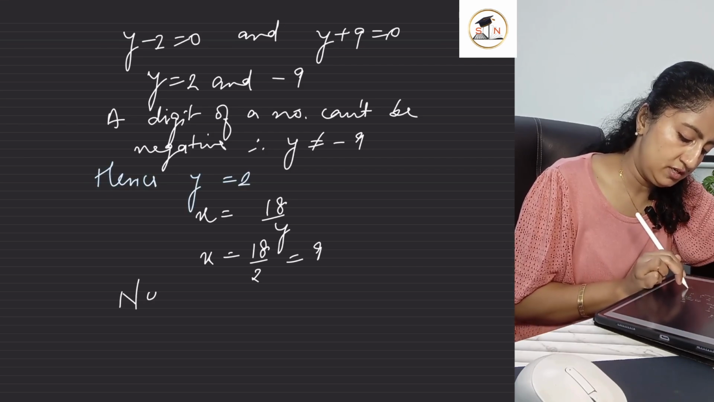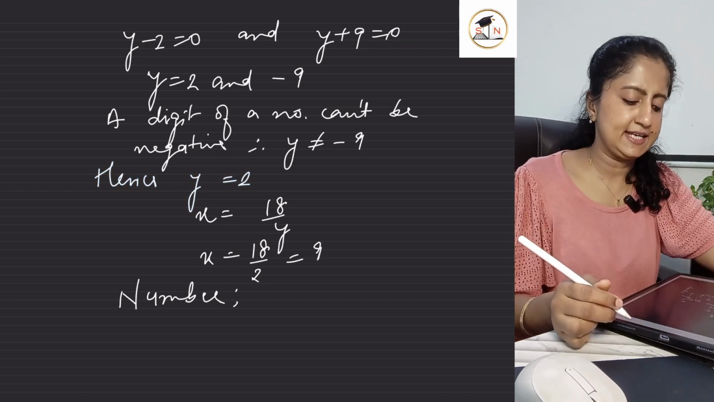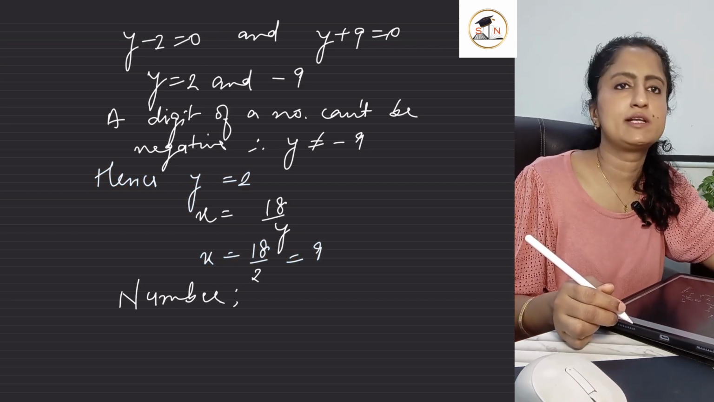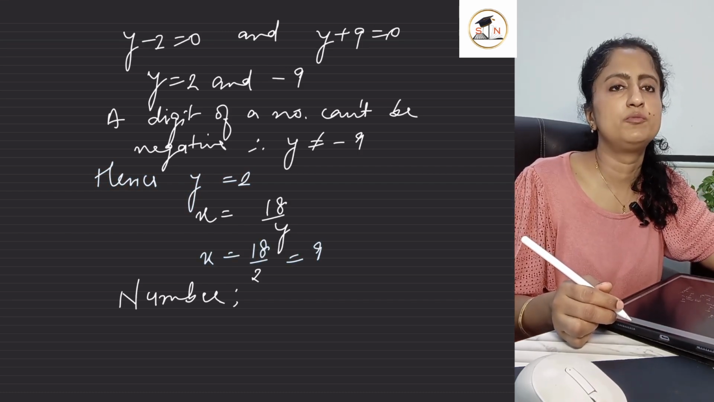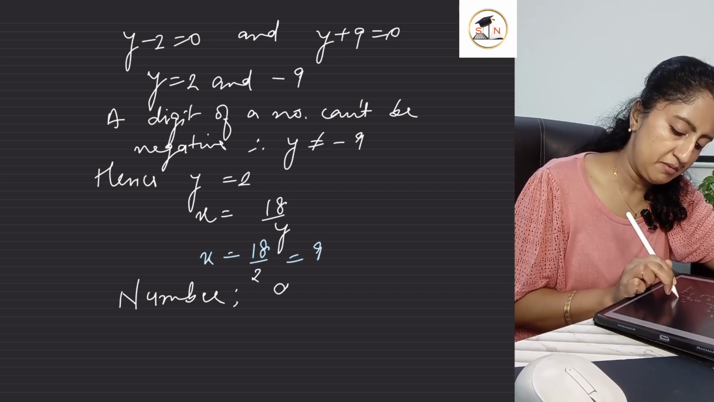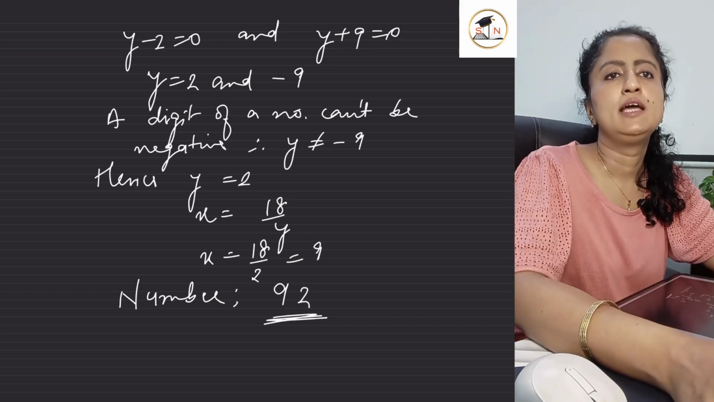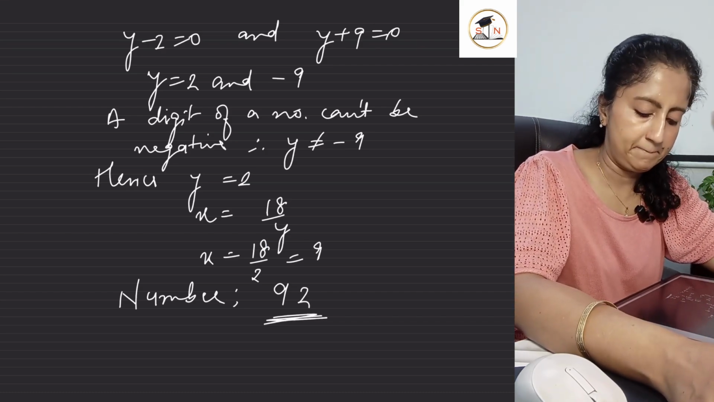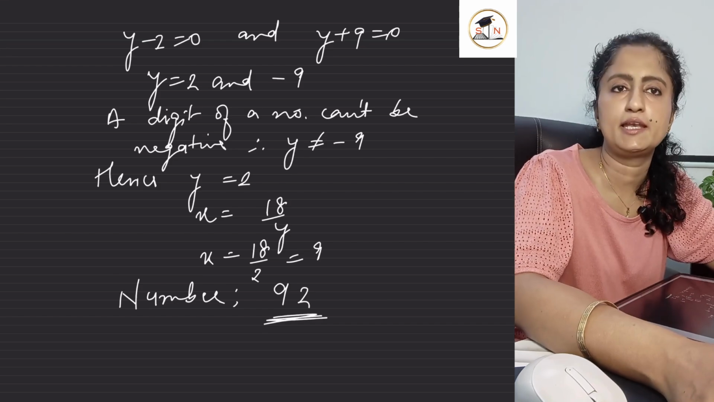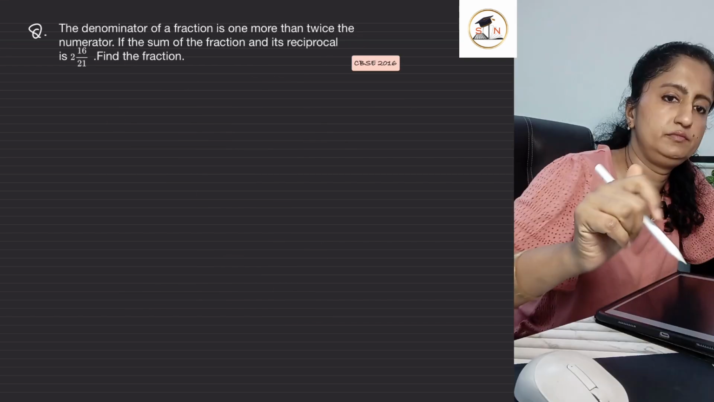Now the number. If x is 9, y is 2, what is going to be the number? We had assumed x to be the tens digit place. Therefore, the number comes out to be 92, because 9 times 10 plus 2 gives us 92, right? Okay.